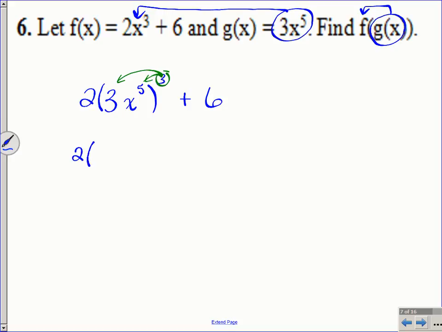So I get 2 times 3 to the third power, which is 27. X to the 5th to the third power, a power to a power means multiply, so you get x to the 15th. Okay? Now I do my multiplication. 2 times 27 is 54. x to the 15th plus 6. And of course, those are not like terms, so they cannot be combined. That's it. Function composition.